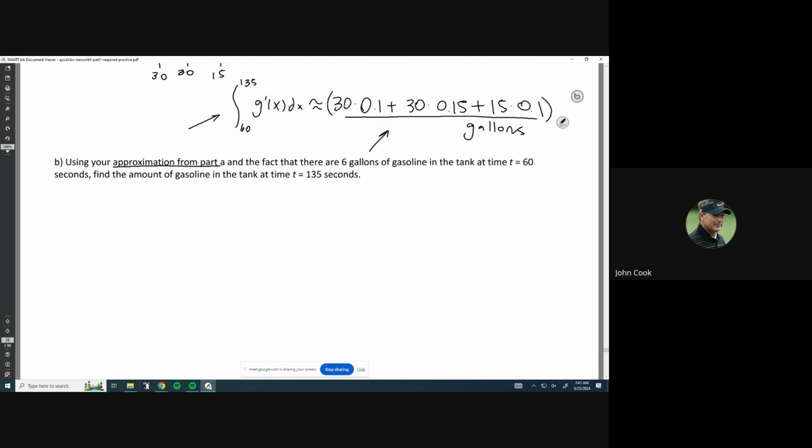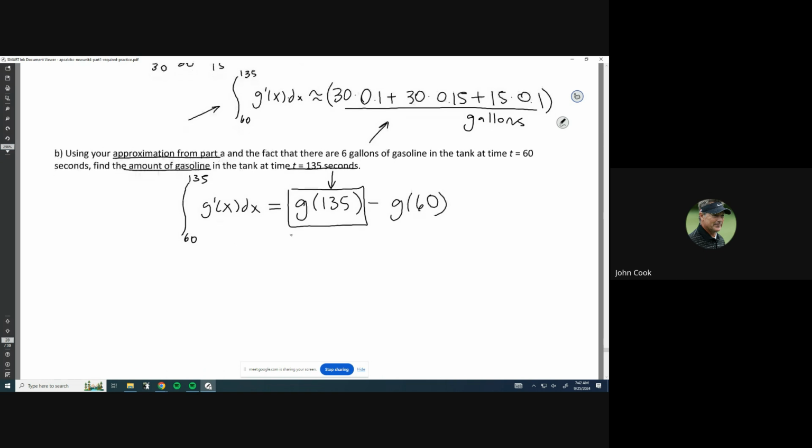So this is one of those start plus accumulation method problems, because if I write this out in the following way, this integral from 60 to 135 of g prime of x dx, right? If I were to complete this integral by hand, I would need to find the antiderivative of g prime of x, which would just be g of x. So from the fundamental theorem of calculus, this would turn into g of 135 minus g of 60. And what we're trying to do is approximate the amount of gasoline when t is equal to 135. That's exactly this right here. This is what we're trying to solve.